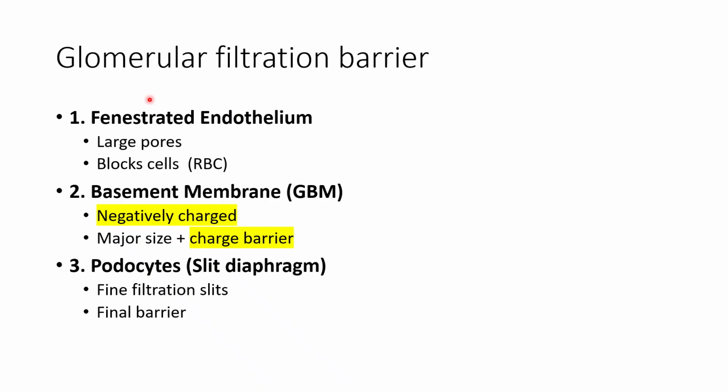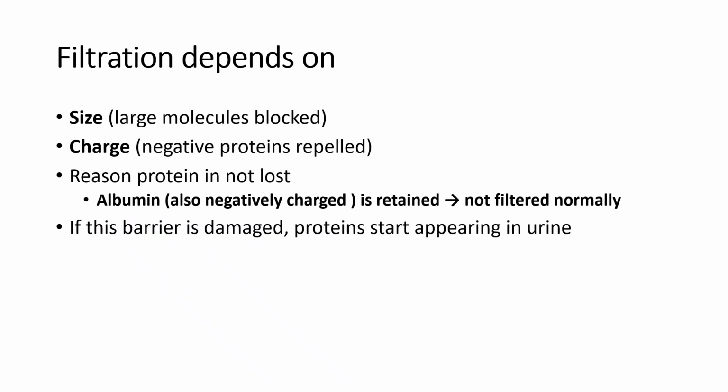So like I told you, there is fenestrated endothelium which has large pores, but the pores have a size limit, so it blocks the entry of anything like RBCs. So in case you find RBCs in urine, that signifies there is some damage at the filtration barrier. Then the basement membrane does a very special function. The basement membrane is negatively charged, so it will repel anything that is also negatively charged. For example, albumin. This is the reason why albumin doesn't pass through the filtration barrier, because of the repulsion. Then there are podocytes. The podocyte has still finer pores and is a fine filtration slit.